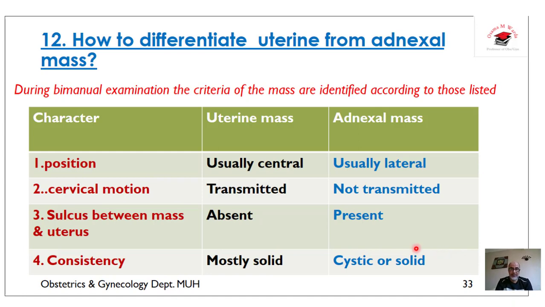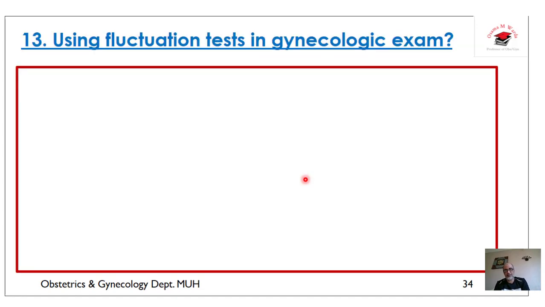And so we differentiate according to these criteria: position of the mass, cervical motion transmitted or not to the mass, sulcus between the mass and uterus, and consistency of the mass during the bimanual examination.